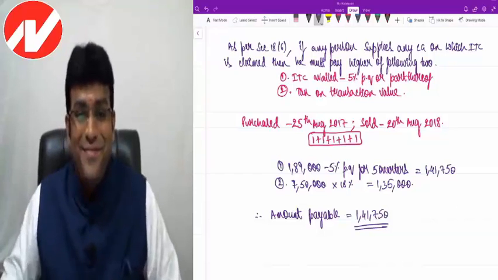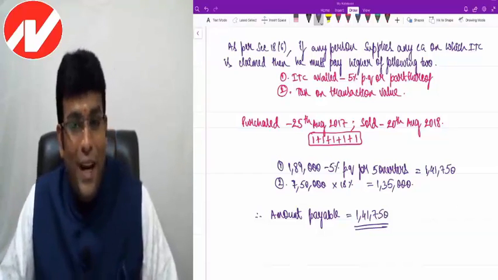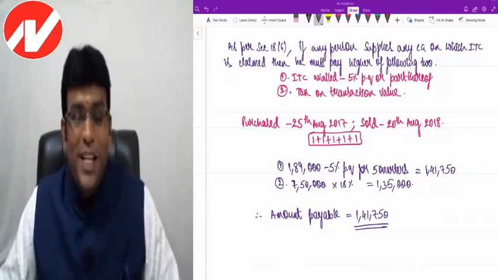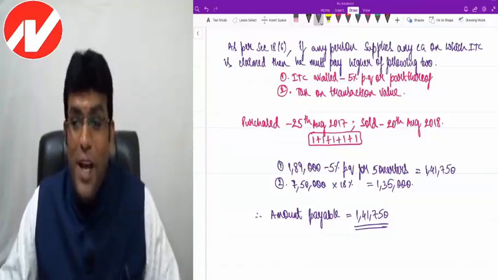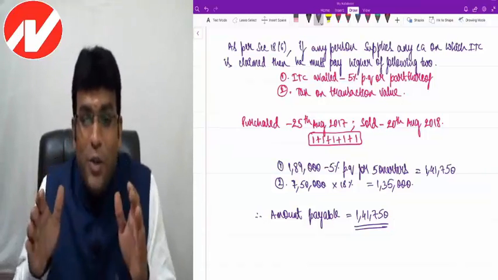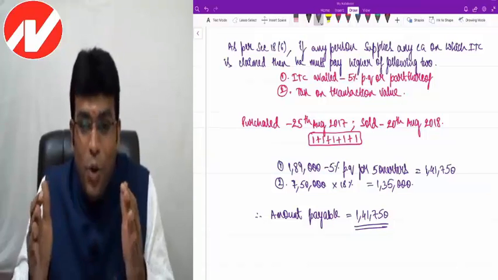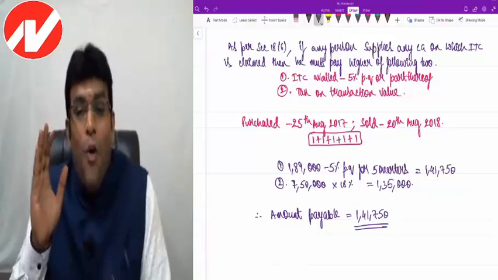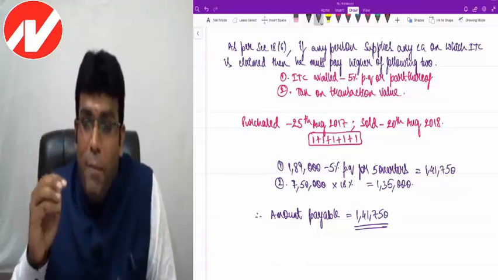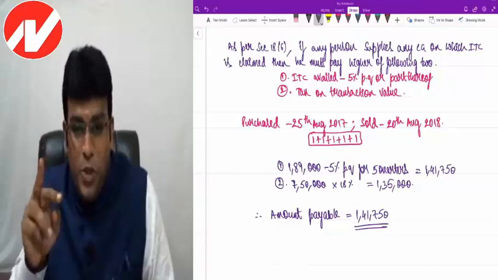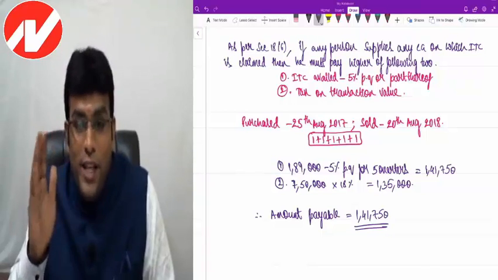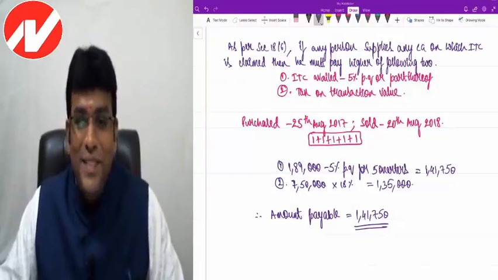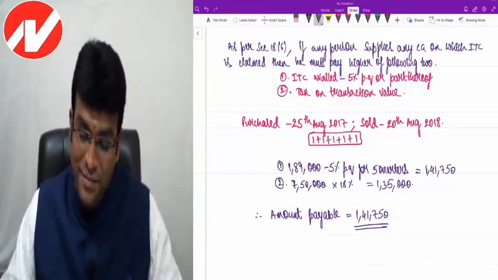Therefore, amount payable is equal to 1,41,750. So friends, the final answer is 1,41,750. Very interesting question, my dear friends. Question is based on section 18(6), which talks about the concept of supply of capital goods on which input tax credit is claimed, where law clearly told that whatever ITC you claimed minus 5% per quarter or part thereof, or number 2, tax on transaction value. These two, whichever is higher. That's it. Clear with this point, everybody? Done.